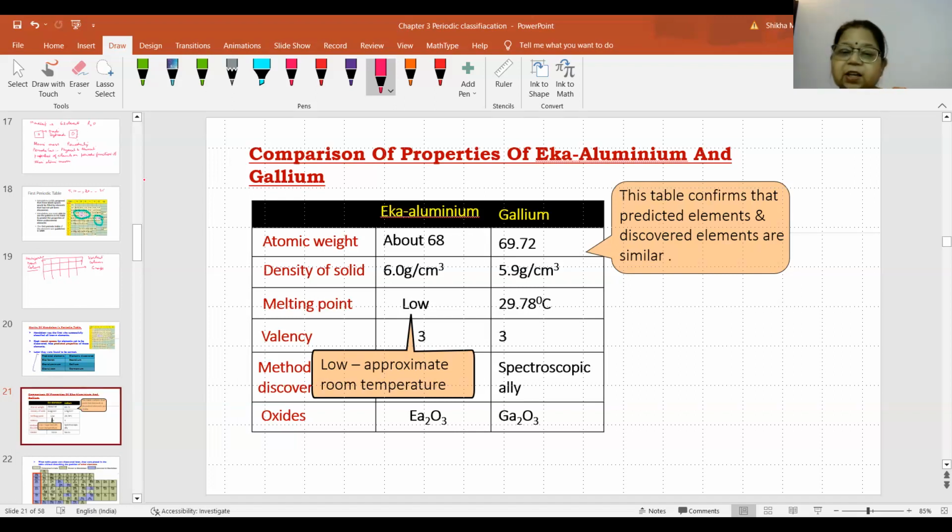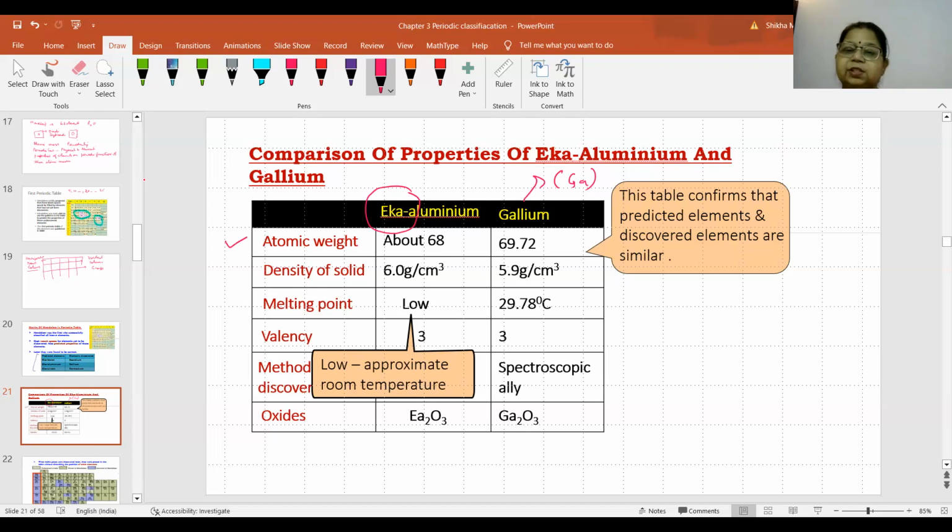Whatever elements were not known at that time, he put the word Eka before their names. So he predicted Eka aluminium, which is today known as gallium. The symbol is Ga, right? He predicted that Eka aluminium's atomic mass or atomic weight would be around 68.